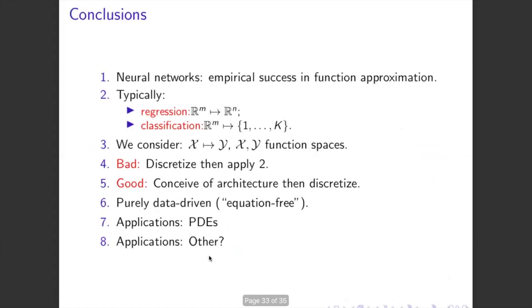So let me just conclude. What I wanted to explain was that neural networks have been incredibly successful in data-driven function approximation, empirically very successful. And typical examples are regression and classification between R^m and R^n, and R^m and classes 1 up to K. What I've been looking at is mappings between function spaces, and the motivation is speeding up a large number of tasks in science and engineering, which map functions, one function to another.